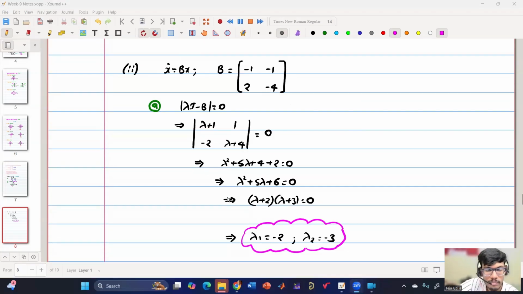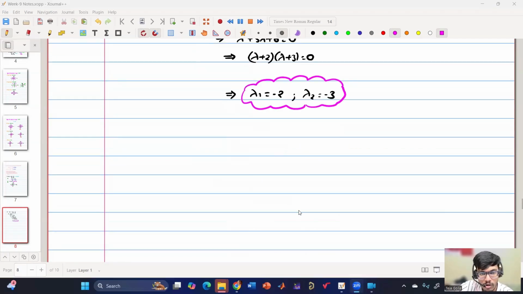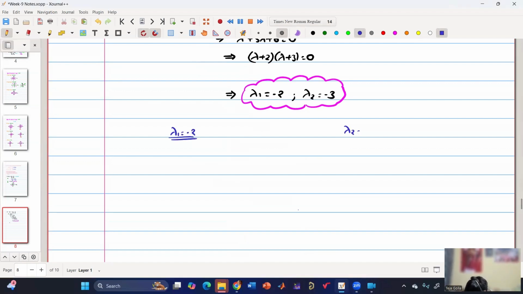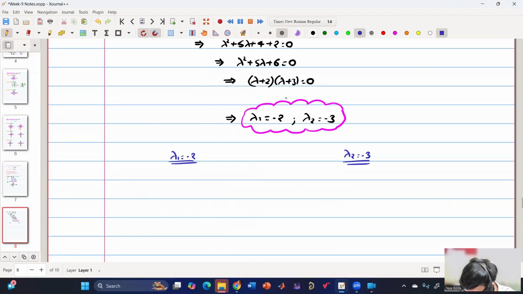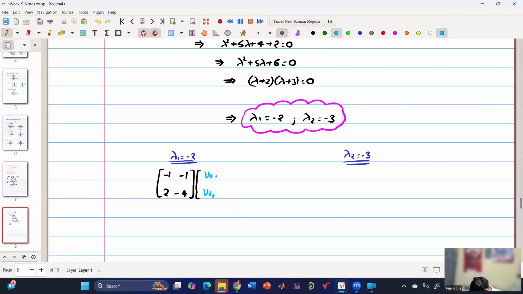So yeah, let me quickly solve and cross check. So for lambda 1 equal to -2. So first, let us solve for lambda 1 equal to -2 and then for lambda 2 equal to -3. So B matrix is -1, -1, 2, -4. So B matrix into its vector, say V1. So then we'll have say Vx1, Vx2 is equal to -2 into Vx1, Vx2.